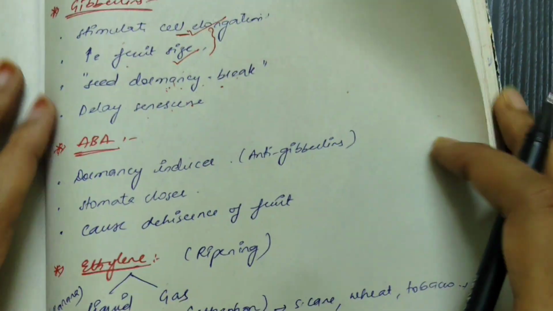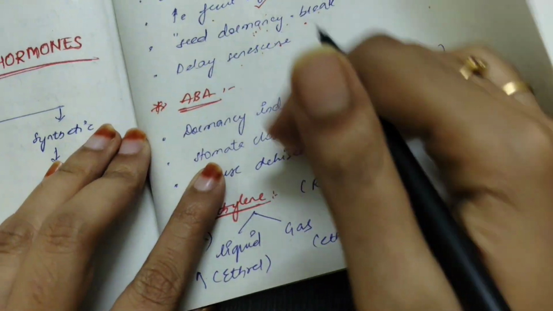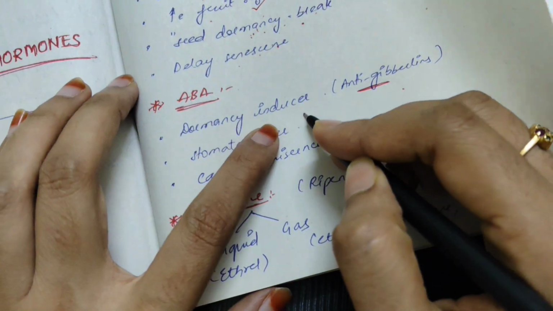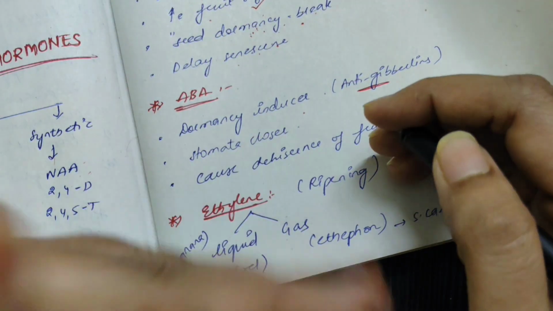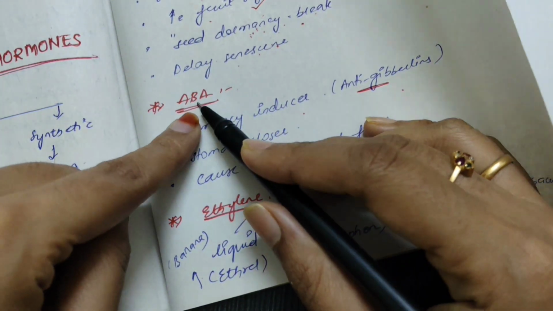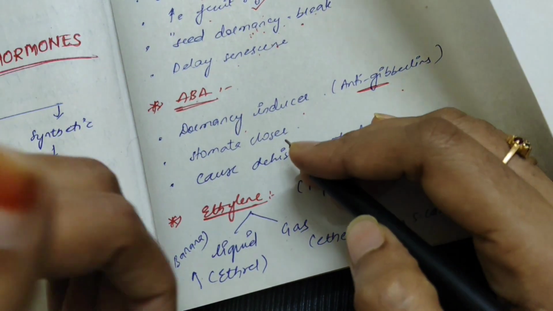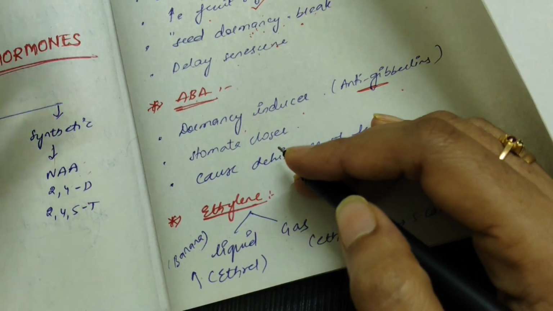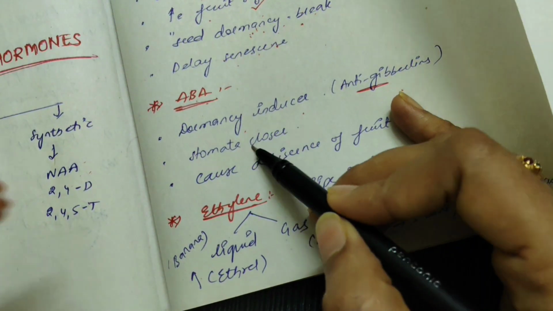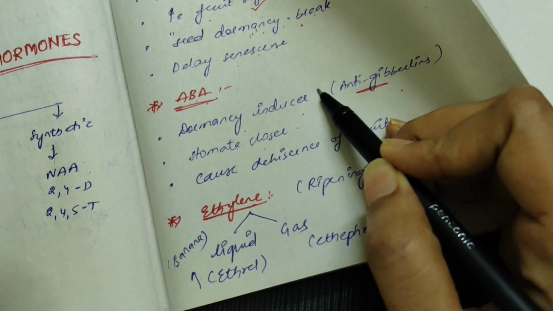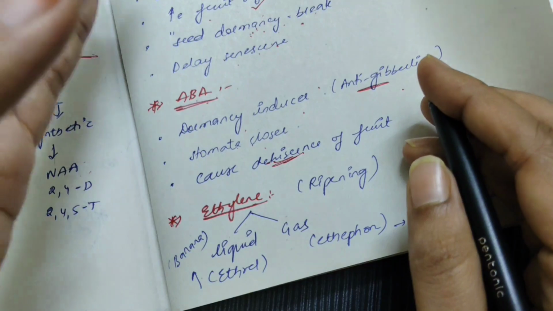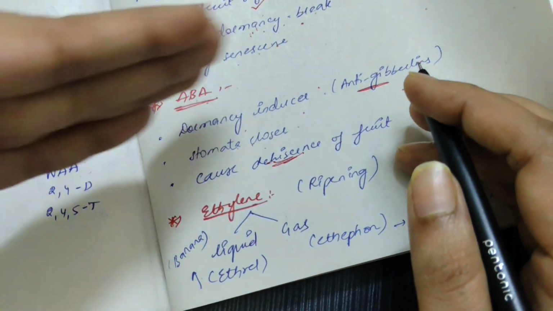After that, abscisic acid. This is the opposite of gibberellins, so generally we say anti-gibberellins. It is a dormancy inducer. When favorable conditions are not there, because of this abscisic acid, dormancy will come. When suitable conditions are not there, we treat with this abscisic acid. When we apply this, stomatal closure will be seen, and it causes dehiscence, fruit breakage, or aging.